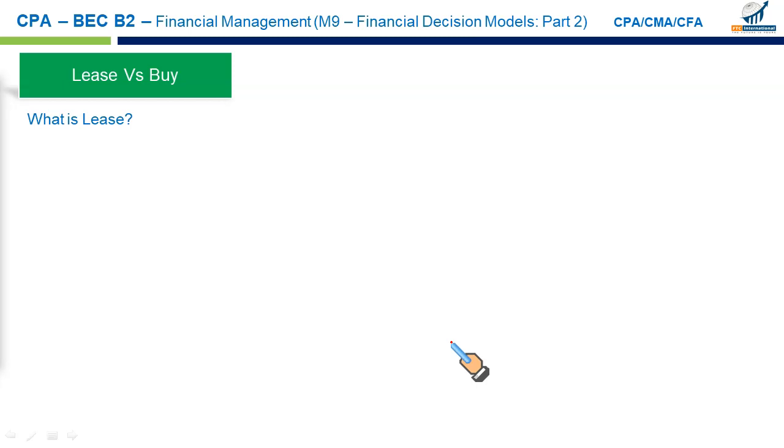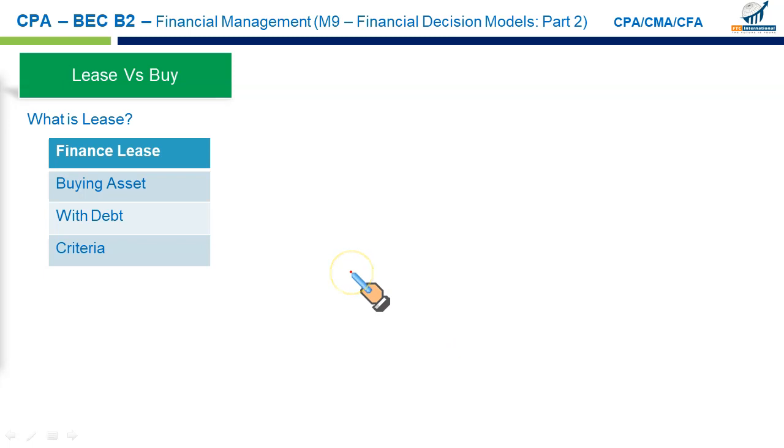What is lease? We know. In our FAR, we discussed this in much more detail. Lease is an arrangement where the lessee acquires the right to use an asset for a stated period of time, for which he will make some regular payments. And then we know leases are classified into finance lease and operating lease. Finance lease means as if you have bought the asset, which means you have to show it as an asset on your balance sheet with the corresponding liability on the debt side.